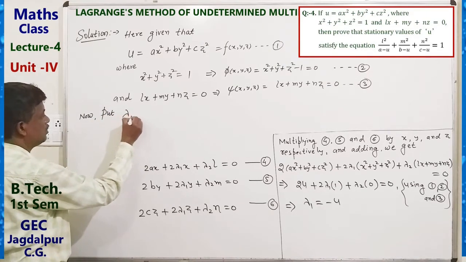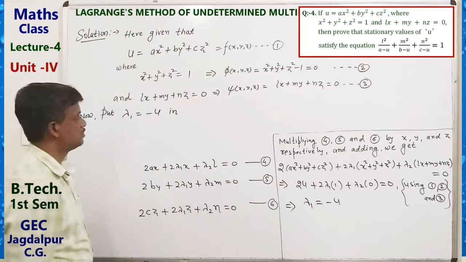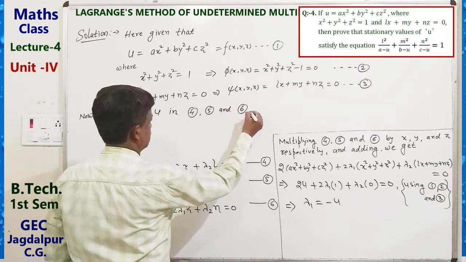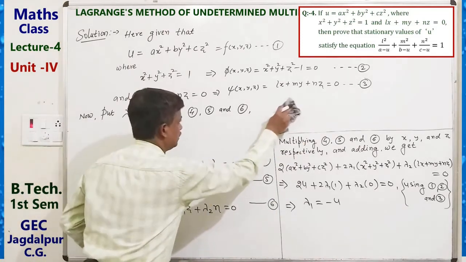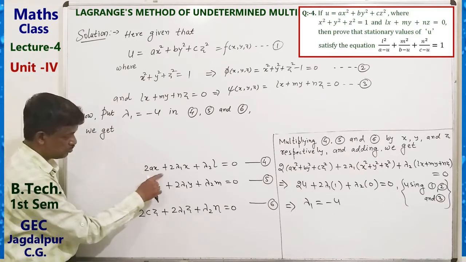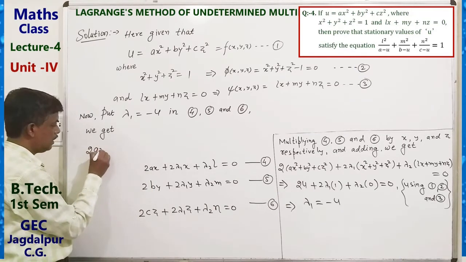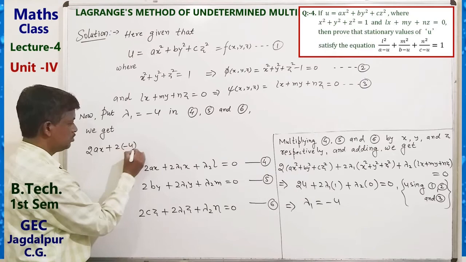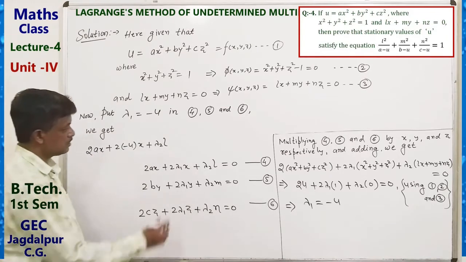Now, put lambda 1 equals to minus u in equations 4, 5 and 6. We get like this. In 4, here 2ax plus 2 lambda 1, that is 2 lambda 1 minus u x, plus lambda 2 L equals to 0.